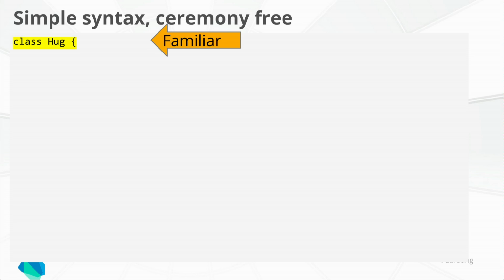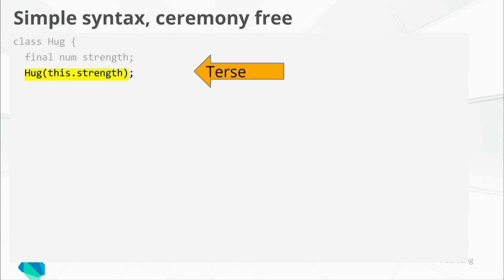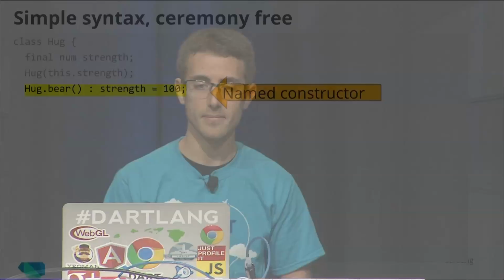First up, very familiar: classes, semicolons, curly braces. I think everyone can read this code. Dart's very terse. We like to say it's ceremony-free. Here's a good example. What do you always do in constructors? Put this.x equals x, this.y equals y, etc. This is getting boring. So instead, if the constructor parameter name is the same as the name of the field, you can simply say this.strength here. In this case, we eliminate some of the ceremony or boilerplate that you typically have in other languages.